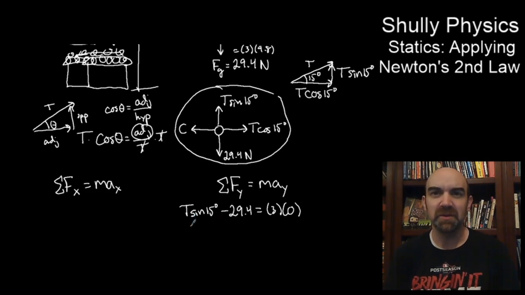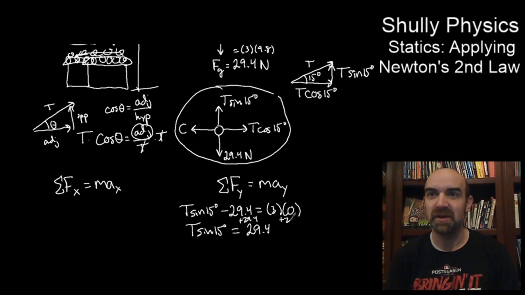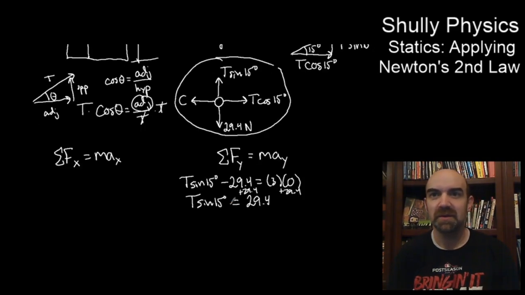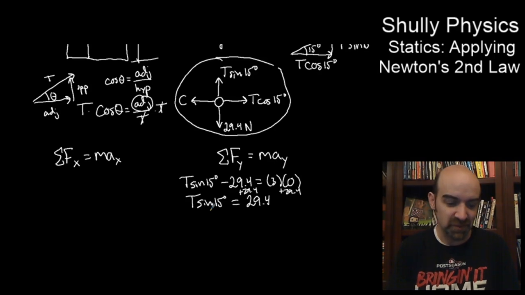All right, so what can we do with this? We got a T sine 15 degrees. And if we add 29.4 to both sides, we've got a 0 over here. That'll give us a T sine 15 degrees equals 29.4. So algebraically, we're adding 29.4 to both sides to get this step here. Now, if you plug in your calculator, what is sine 15, if you're unfamiliar with that?